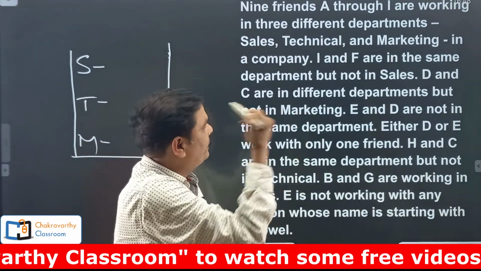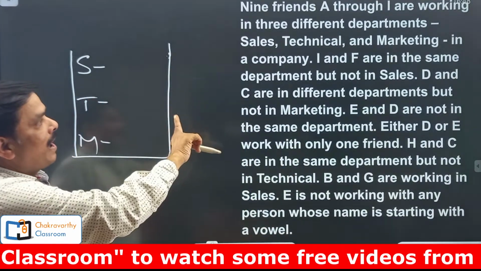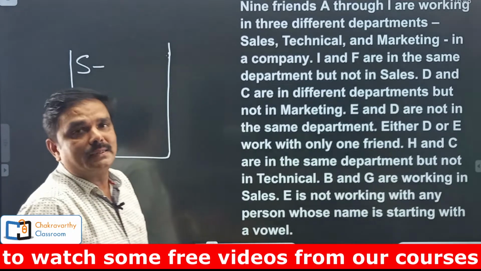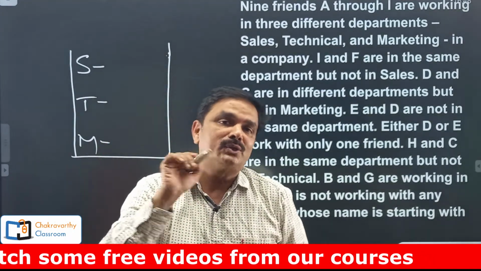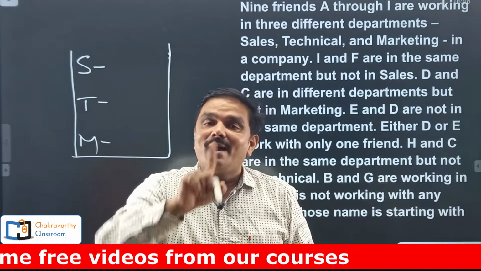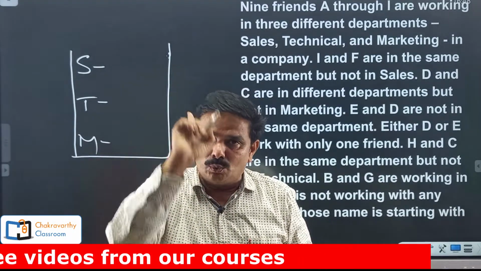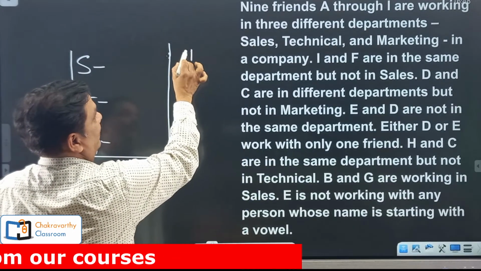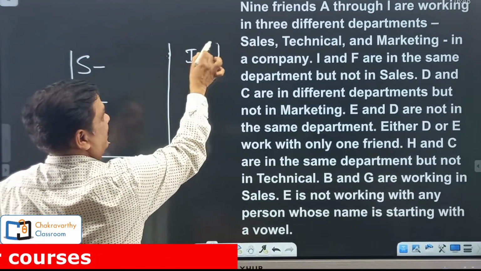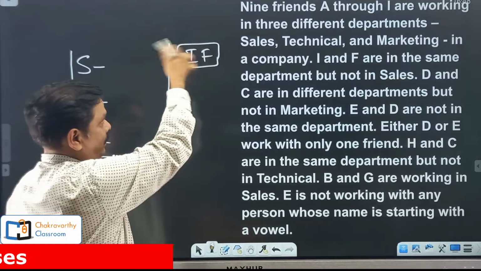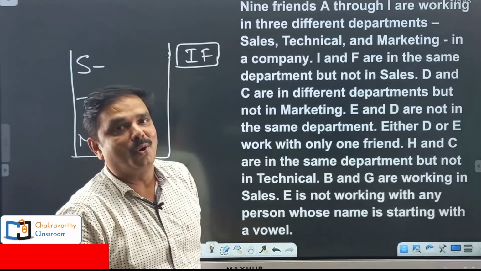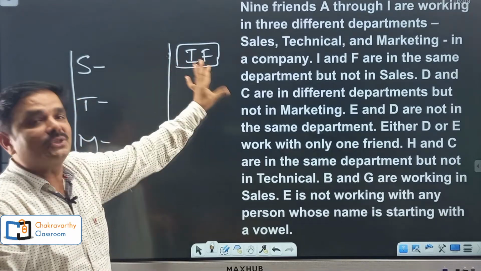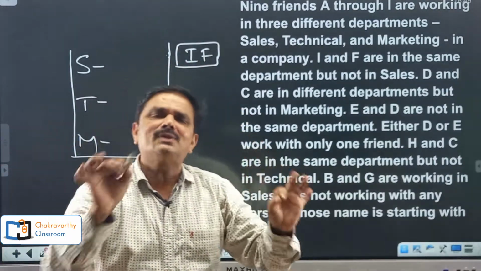Okay, now take the first data. They have given I and F are in the same department but not in sales. Very good information, 2 things are involved in that one. I and F must be together. Together means what technique I told you? In the rough work you have to write like this: I, F, and keep that in a small box, because the meaning of that is I and F must be together. Remember that one, a small technique.